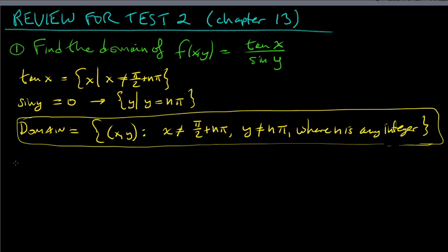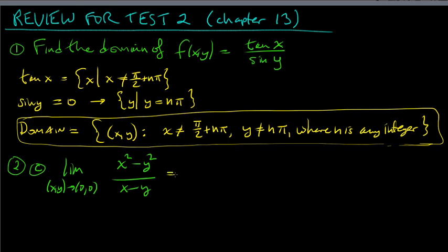And then for number 2, I think the only one I'm going to do is part C because there's a typo in the answer key. So 2C, we want to calculate the limit as x and y approaches 0, 0 of x squared minus y squared over x minus y.